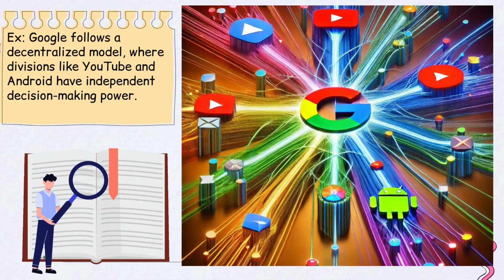Now we have two examples for centralization and decentralization. Centralization example, McDonald's operates under a centralized structure, ensuring all franchises follow strict operational guidelines. Decentralization example, Google follows a decentralized model where divisions like YouTube and Android have independent decision-making power.